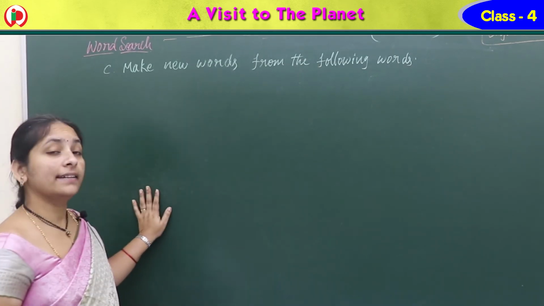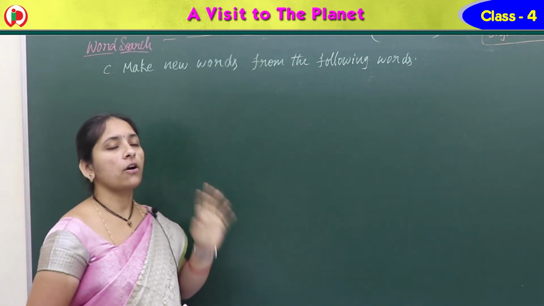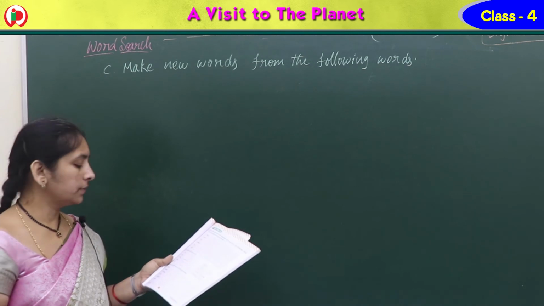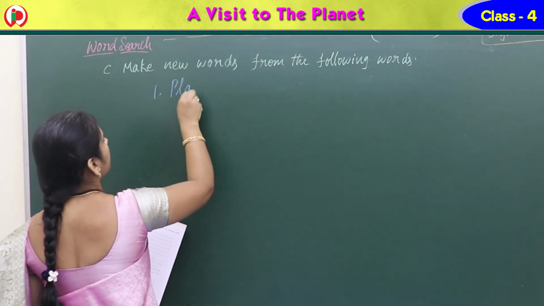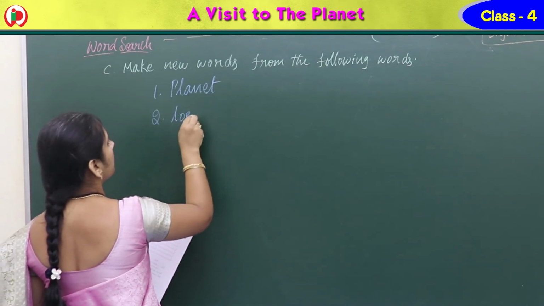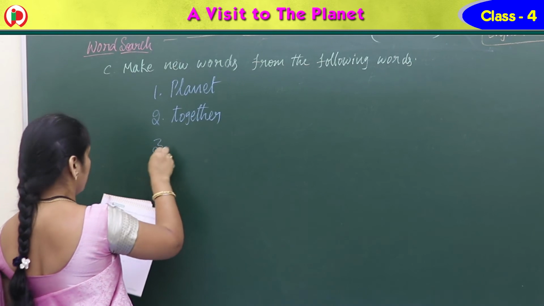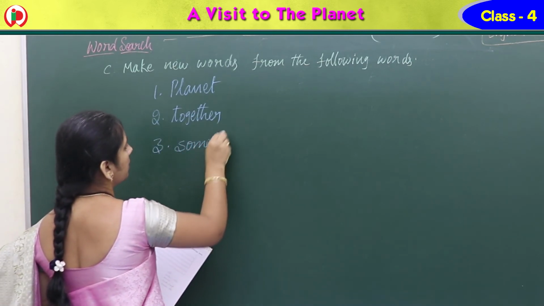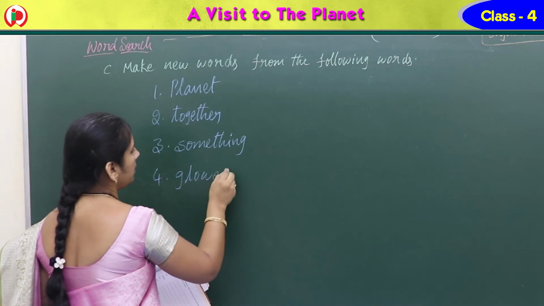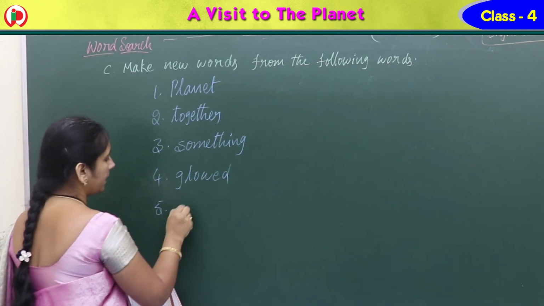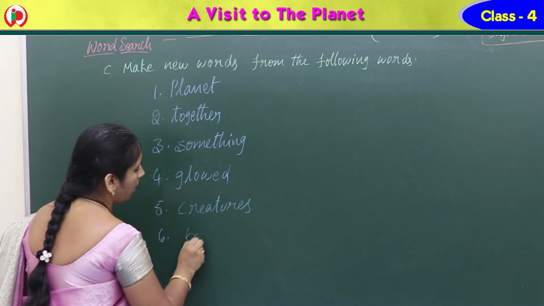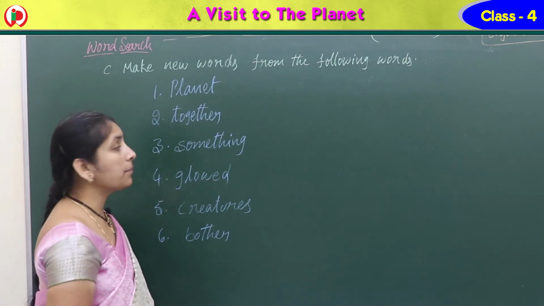Yes, see children, the next one is very interesting: make new words from the following words. They give some words, and from them you should create new words. What are those? First one, planet. Second one, together. Third one, something. Fourth one, glowed. Fifth one, creatures. And sixth one, bother. From these you should create new words.